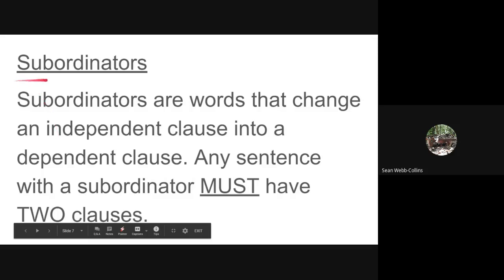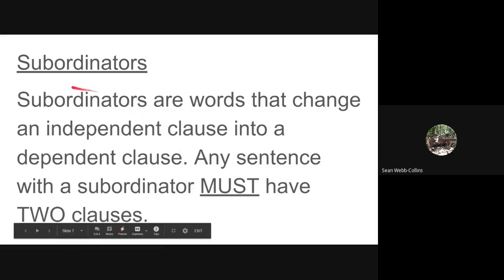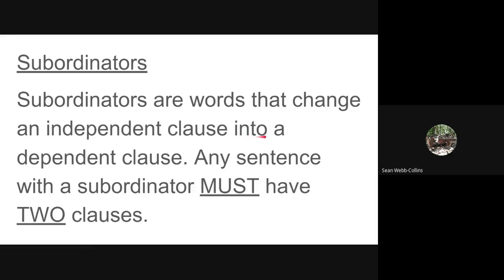So, subordinators. What are subordinators? Well, subordinators are words that change an independent clause into a dependent clause. Any sentence with a subordinator must have 2 clauses. Again, subordinators are words that change an independent clause into a dependent clause. Any sentence with a subordinator must have 2 clauses.